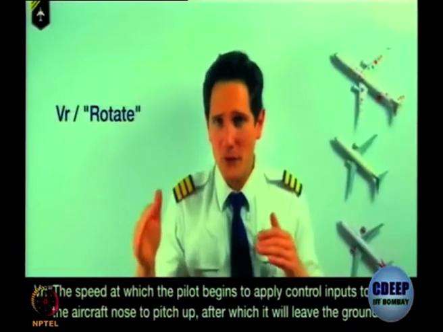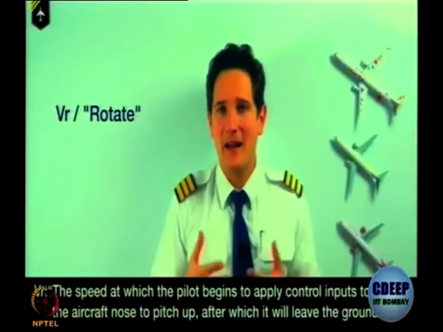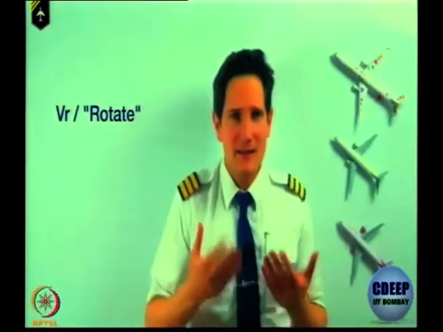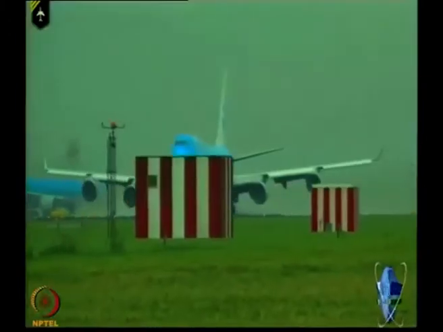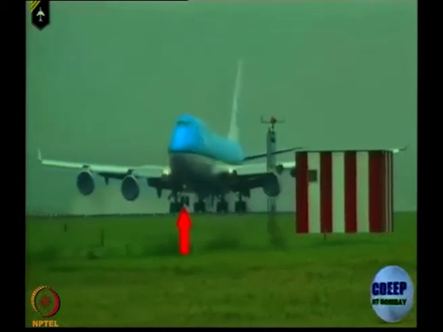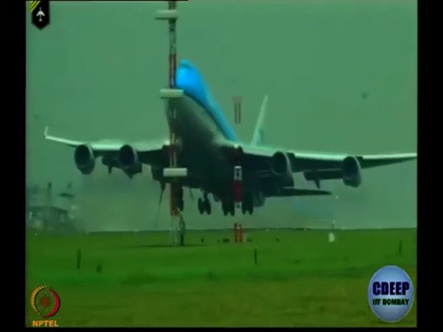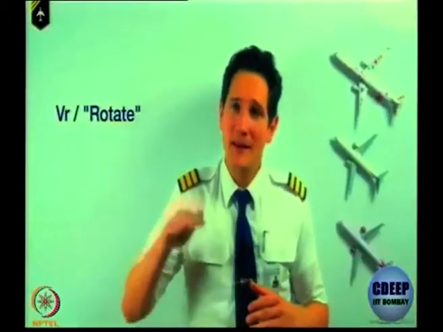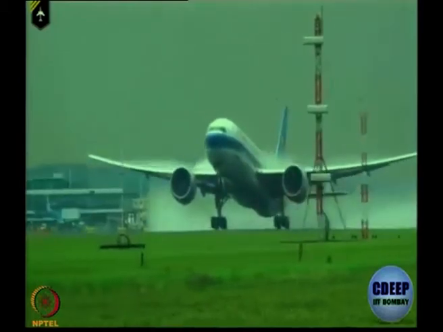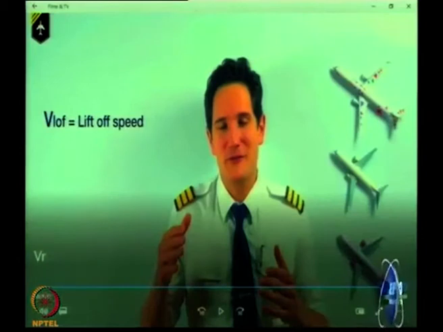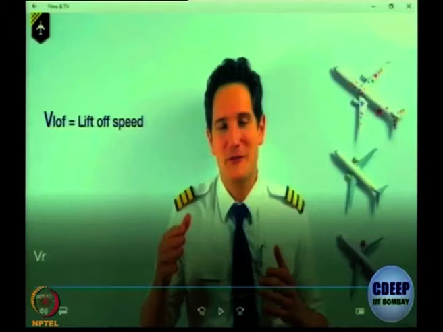And it's the point where the generated lift over the wings becomes higher than the aircraft weight, keeping it on the ground. Easiest way to memorize VR is the point where the nose wheel leaves the ground and vortexes are created at the wingtips which rotate behind the aircraft. And the point where the main gear leaves the ground, that's the point where you have reached VLOF, the lift. Okay. So V rotate is when the nose wheel has left the ground, and V lift off or VLOF is where the main wheel leaves the ground.